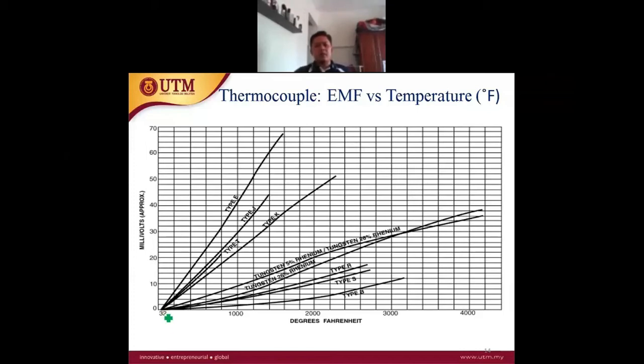Basically, remember that this temperature is not the temperature of the environment or the object that we want to measure. This temperature is basically the temperature difference T1 minus T2. T1 is the temperature of the object, and T2 is the reference. Remember that we have two junctions. The first junction is the measurement junction, and T2 is the reference junction. So T1 minus T2.